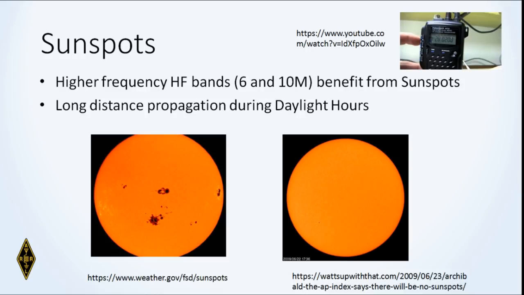So moving away from the ionosphere a little bit, sunspots. On the left is a picture of the sun with sunspots, and on the right is a picture of the sun without sunspots. We are in that period of the sun's cycle where we have no sunspots right now. Now, sunspots are good for ham radio. Because of sunspots, the ionosphere gets ionized in such a way that during the day, signals on 6 meters and 10 meters will go an awfully long distance with very little power.